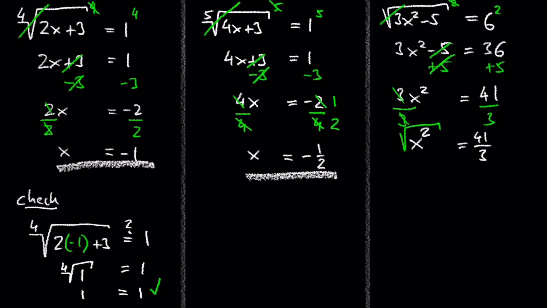The square root and the square cancel each other out, and on the right hand side we get the plus minus square root of 41 over 3. So our first answer is the square root of 41 over 3, and the second answer is negative square root of 41 over 3. We have to check our solutions because we have an even index.